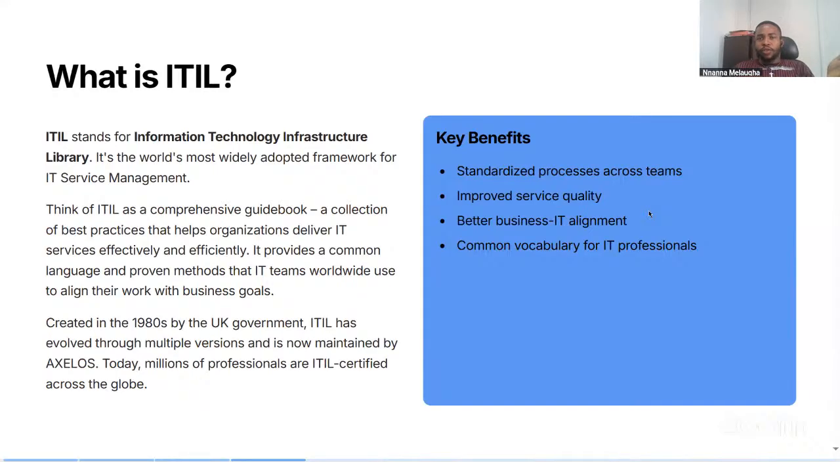Not every individual IT professional comes up with their own process; there is a set of standardized processes. So when you have an issue, there's already a set template to fix that issue. And if it's unique in its own way, that IT professional is able to build upon that, right? It helps improve service quality, helps better business IT alignment, and provides a common vocabulary for IT professionals.